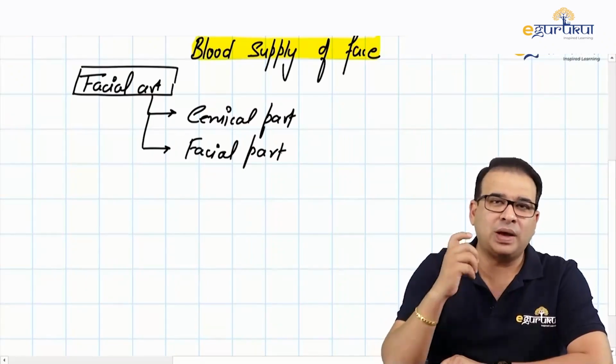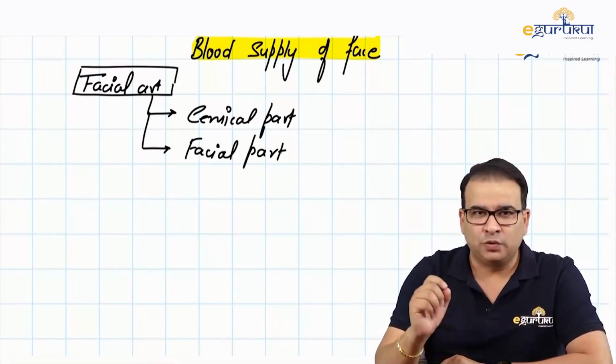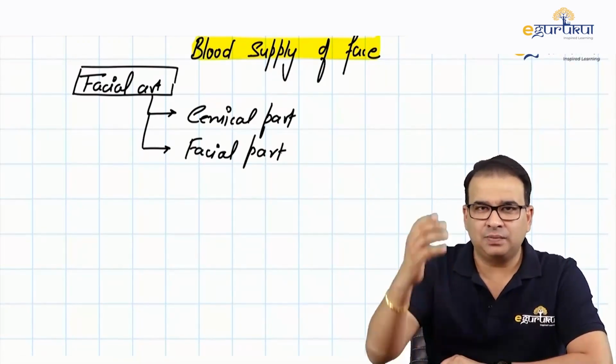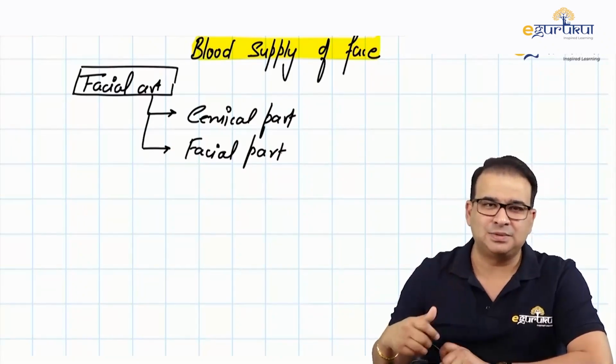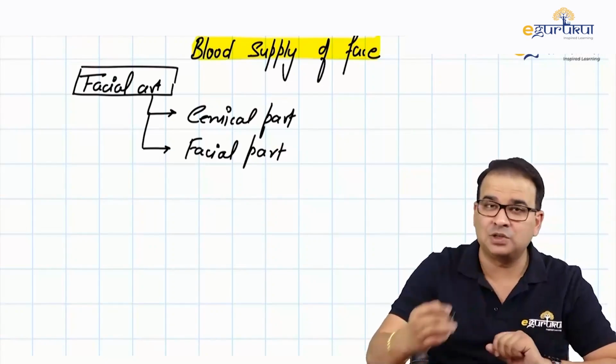So what is that point where exactly the facial artery emerges on the face? That is a question here. So first, let us look at the course of the facial artery, and then subsequently we'll talk about its branches also and at exactly what point it emerges on the face.